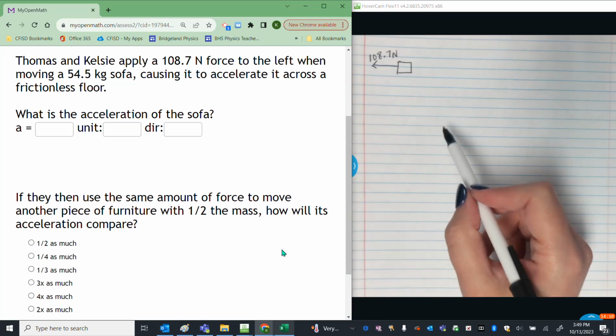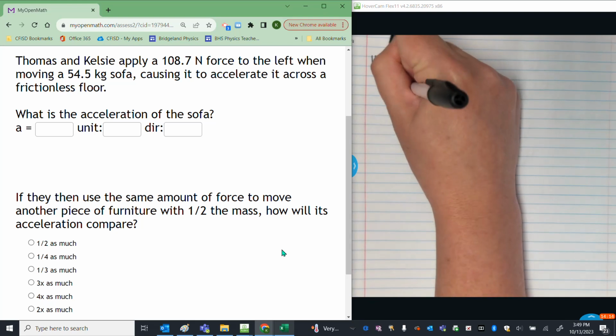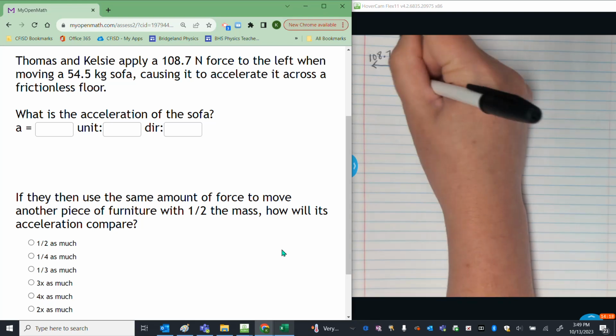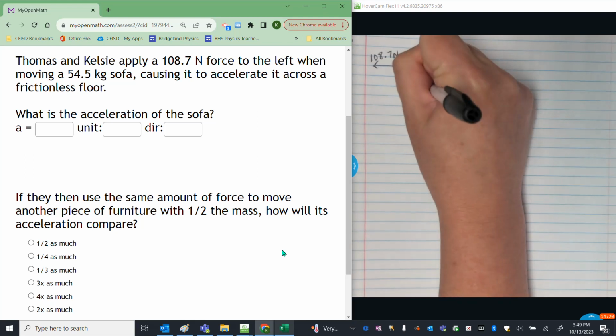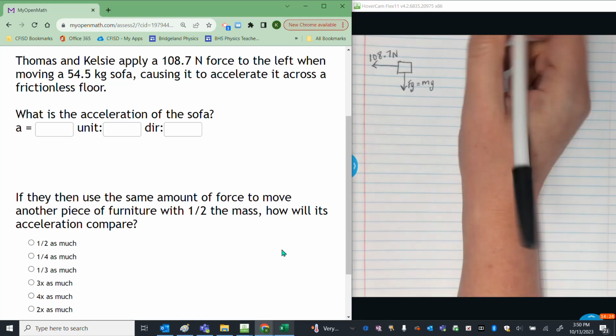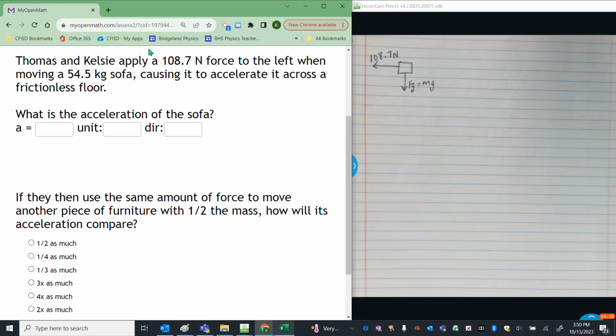I know that, again, I have a sofa. I'm on Earth. I have Fg. Fg is the weight of the sofa. It is equal to mass times gravitational acceleration. I also know that my sofa is moving to the left. They're applying the force, causing it to accelerate across the floor. So it sounds like it was at rest, and then they pushed it to the left and made it move. And that would, of course, make it accelerate.